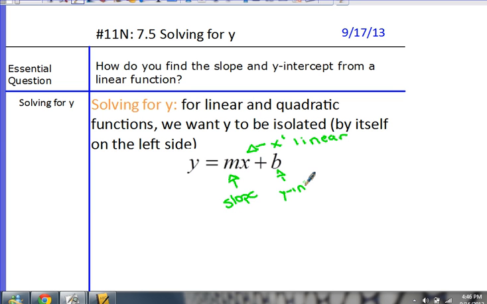Those are two important things when we want to know some information about the graph of a function: the slope and the y-intercept. If you know these two things, it makes it very easy to graph a function, which you will learn later on this week. But the question is, what happens when y is not by itself? We'll see in the next slide.